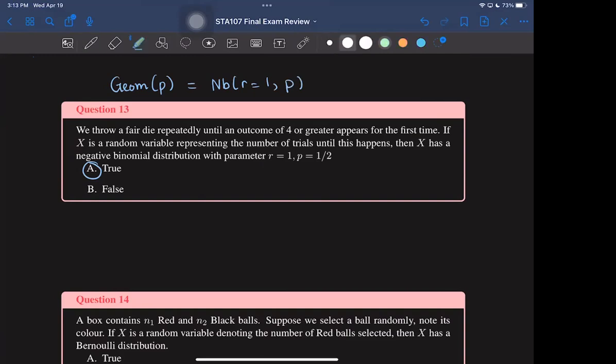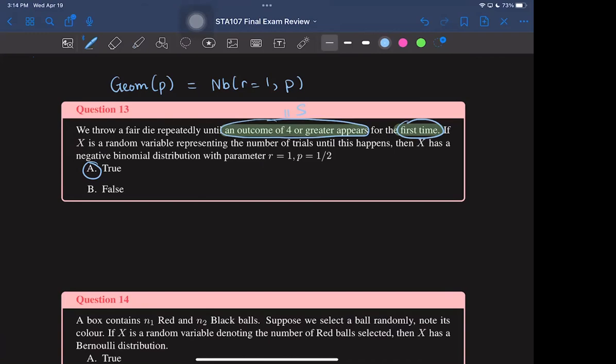So here we throw a fair die until an outcome of 4 or greater appears for the first time, which means it is our success. The outcome of 4 or greater is success. And for the first time, which means until we reach the first success. So the number of successes that we want is 1, and the probability of success in each trial is 1/2. And it matches the description for negative binomial distribution.